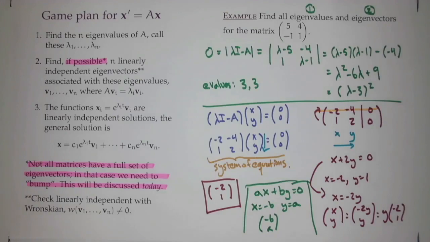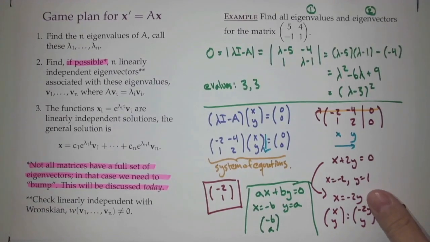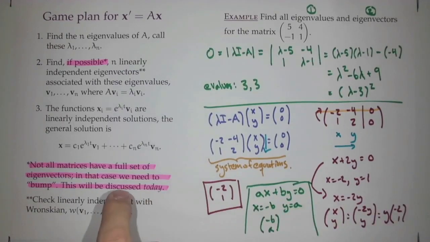So the only time this could happen is if you have repeated eigenvalues. But even when you have repeated eigenvalues, it can still be the case that you might be able to find enough eigenvectors. It just depends on the situation. Okay, so we still haven't answered the question, how do we bump? So here we go.